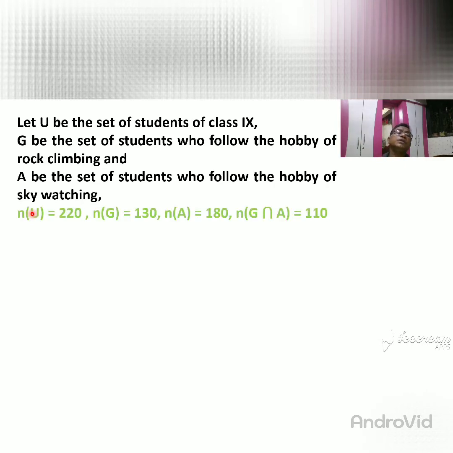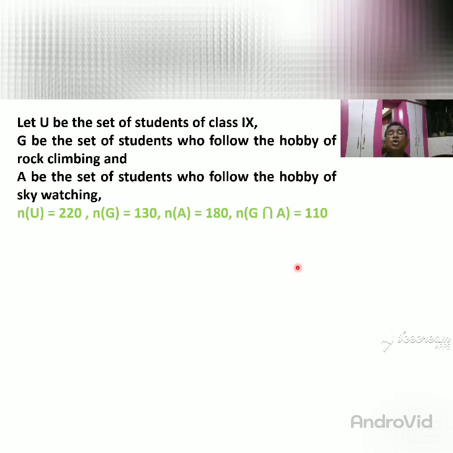So we write the numbers there. There are 220 students in 9th class, so the universal set is 220. Number of U is equal to 220. Number of rock climbing, n(G), is 130. Number of sky watching, n(A), is 180. And there are 110 students who like both; they like rock climbing and also sky watching.